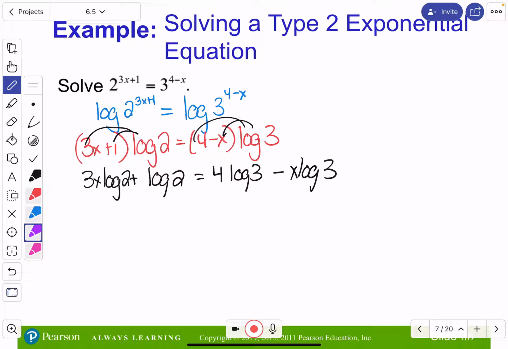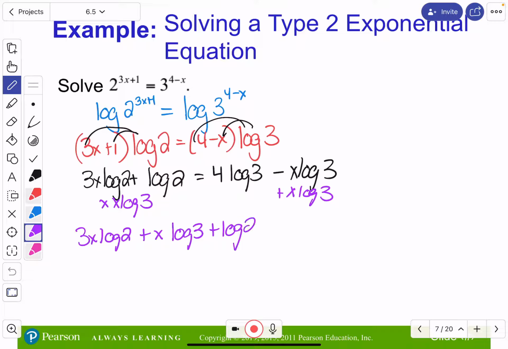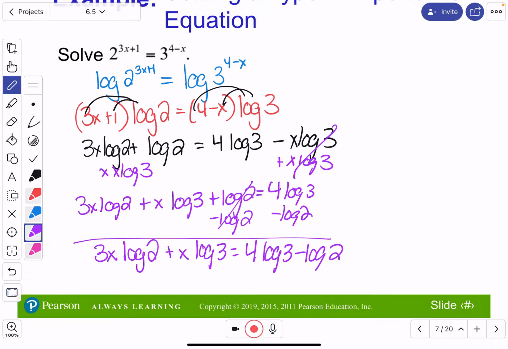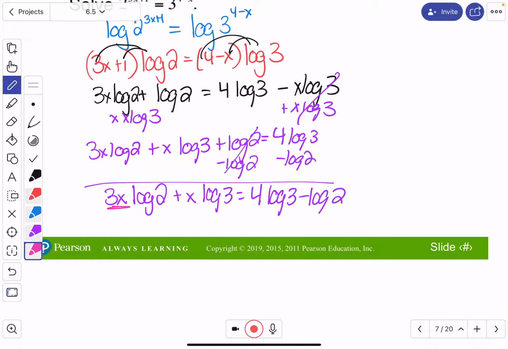Now we want to get the x's on one side and the non-x's on the other side. So 3x log 2 plus x log 3 plus log 2, because that's going to cancel. Then we'd want to subtract log 2 from both sides. So that cancels, and we're left with 3x log 2 plus x log 3 equals 4 log 3 minus log 2. Now, if we look here, both of these terms have an x, so we can factor that x out. So we're left with 3 log 2 plus log 3 times x, and then the right side stays the same.